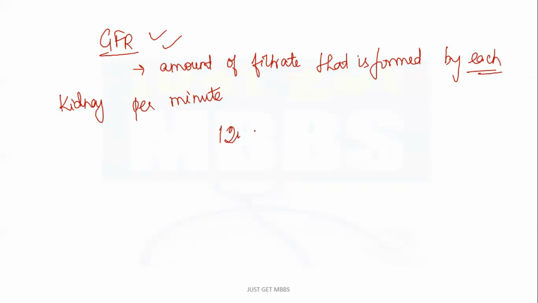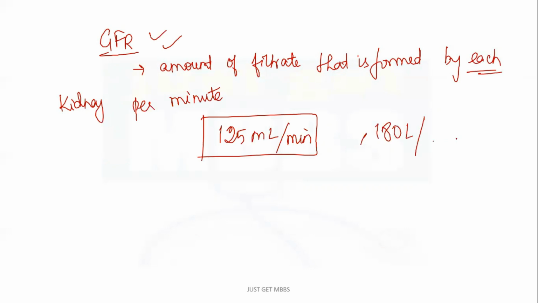What is the value? It is 125 ml per minute. It's a very important value. And per day, it is about 180 liters. So you need to be very specific about the unit. The moment you see 125, you should not mark 125. The moment you see 180, you should not mark 180. You should be very specific with the units.